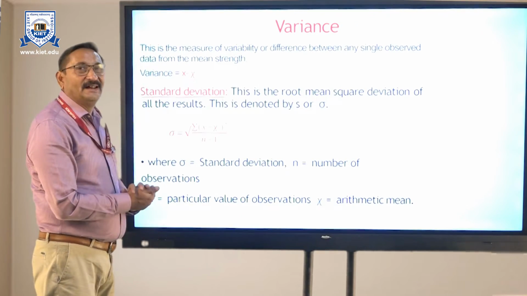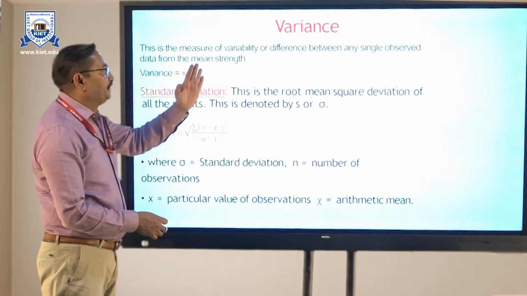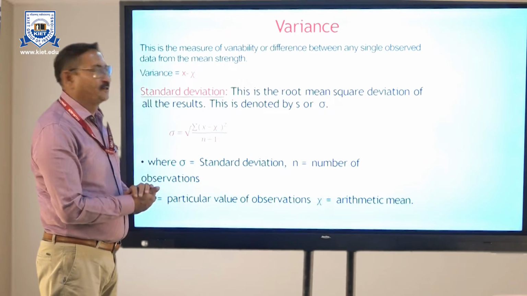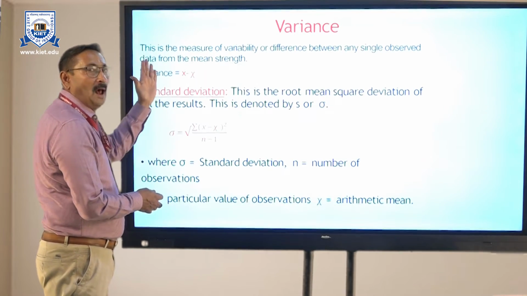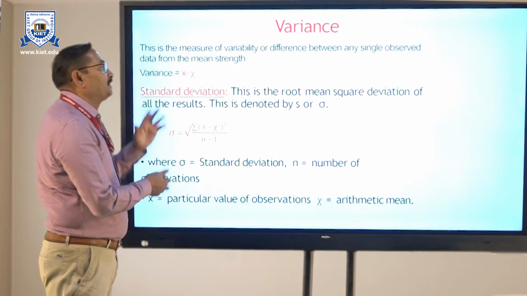Now, third is variance. This is the measure of variability or difference between any single observed data and the mean strength. That is, variance is equal to x minus x bar. The next one is standard deviation.